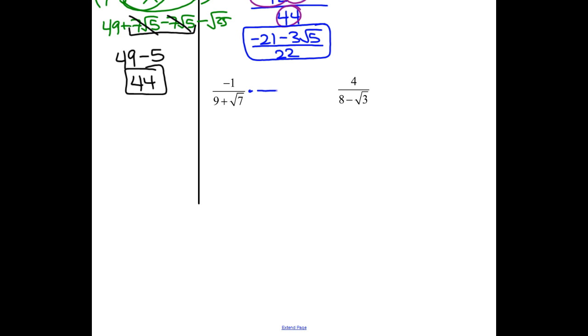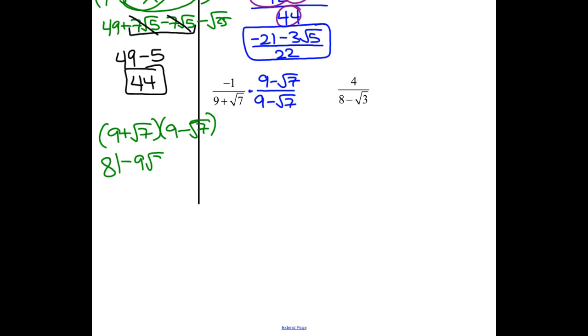I need to multiply by the conjugate on the bottom. So 9 minus the square root of 7, times 9 plus the square root of 7. Again, I'll show it to you so you can see why we multiply by the conjugate here. We end up with 81 minus 9 square roots of 7 plus 9 square roots of 7 minus the square root of 49.